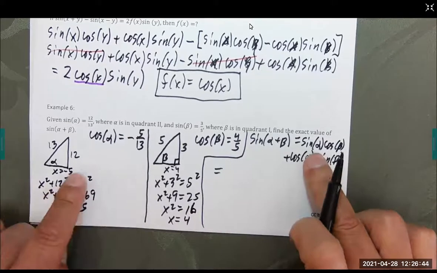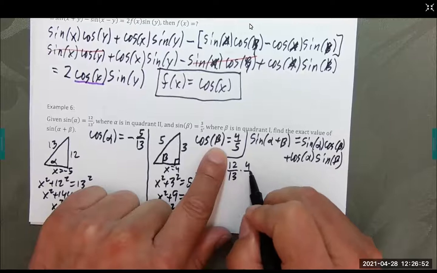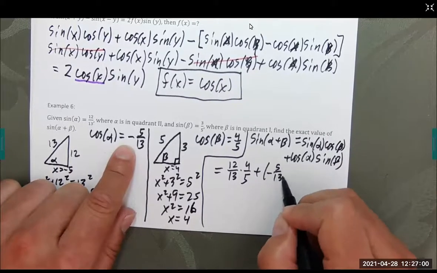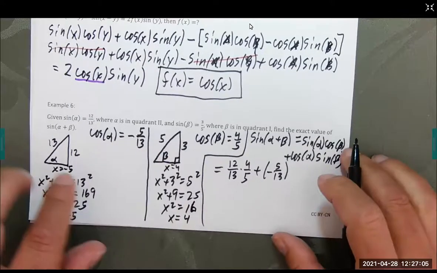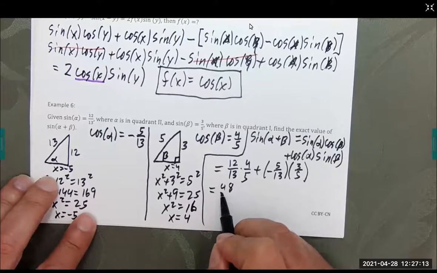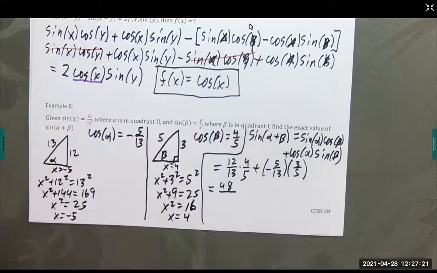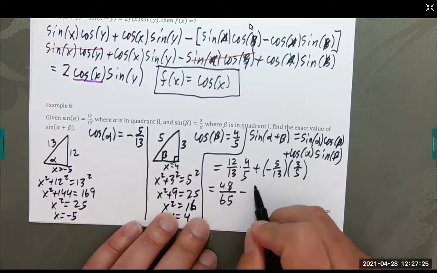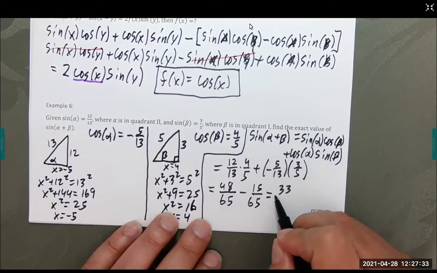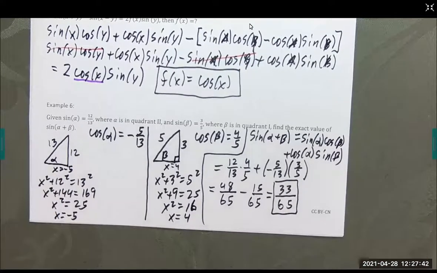Spread that out a little bit. So sine of alpha we have, that's 12 over 13. Cosine of beta we have here, times 4 over 5. Plus cosine of alpha I have here, that's -5 over 13. And sine of beta is here, that's 3 over 5. So that gives us 48 over 13 times 5. I think that's 65. 13 times 5, 65. Minus 15 over 65. That's going to give us 33 over 65. There is our exact value. Cool stuff.